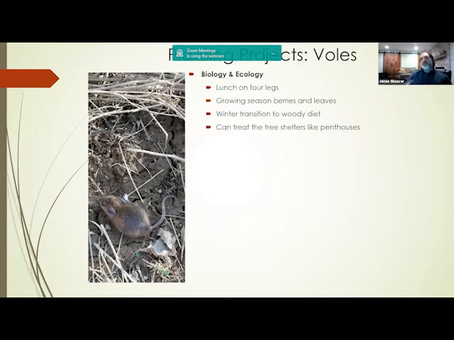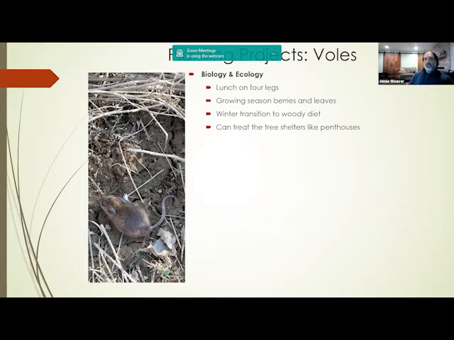But then we have another little animal that's called a vole. There's a few different species of these. They're called meadow mice, but they are, as I refer to them, lunch on 4 legs, because a lot of animals like to eat these things. And through at least most of the year, they're not a threat to the plantings, as they're eating berries and leaves through most of the growing season. But as late fall sets in and we hit winter, they then switch over to a primary woody diet. And they obviously seek refuge in the shelters.